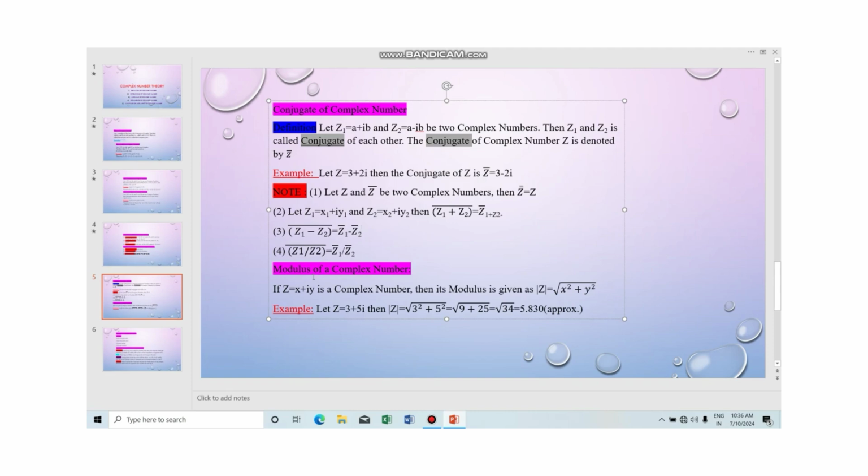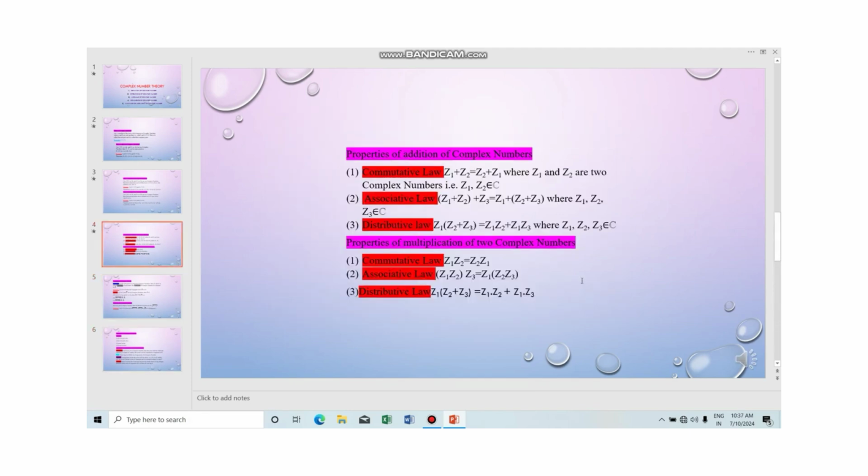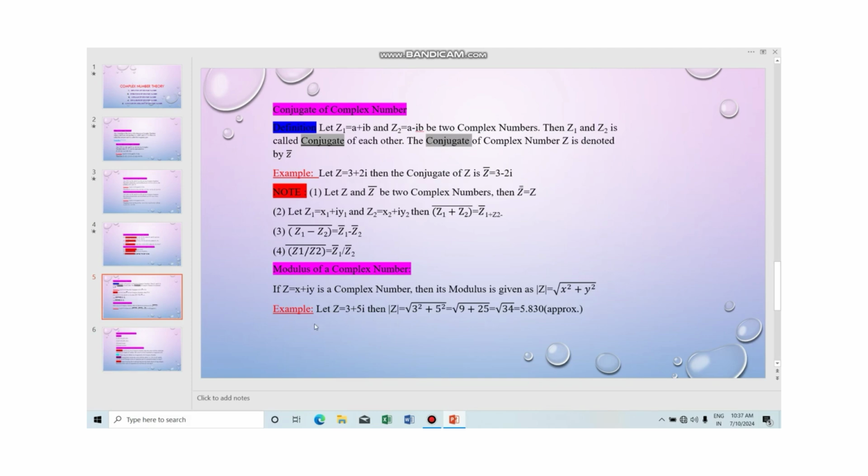Next, modulus of a complex number. If z equals x plus iy is a complex number, then its modulus will be mod z equals root over x square plus y square. An example is also given. Let z equal 3 plus 5i, then its modulus mod z will be root over 3 square plus 5 square, that is, root over real part square plus imaginary part square, equal to this.